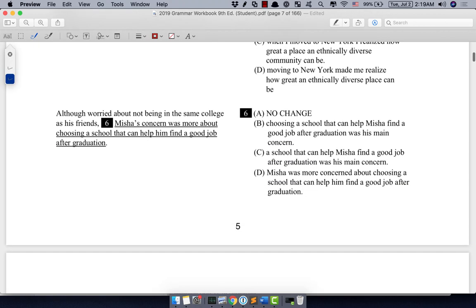Number six, although worried about not being in the same college as his friends. Although worried, so I think that's like someone is worried, right? Choice A has Misha's concern, so not a person. B has choosing, C has a school, D has Misha, so the answer is Misha, because it should be a person that's worried about not being in the same college.